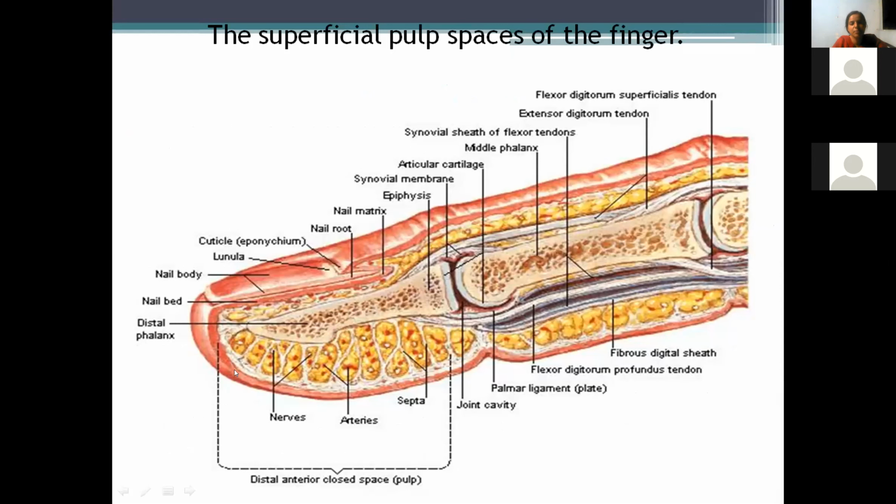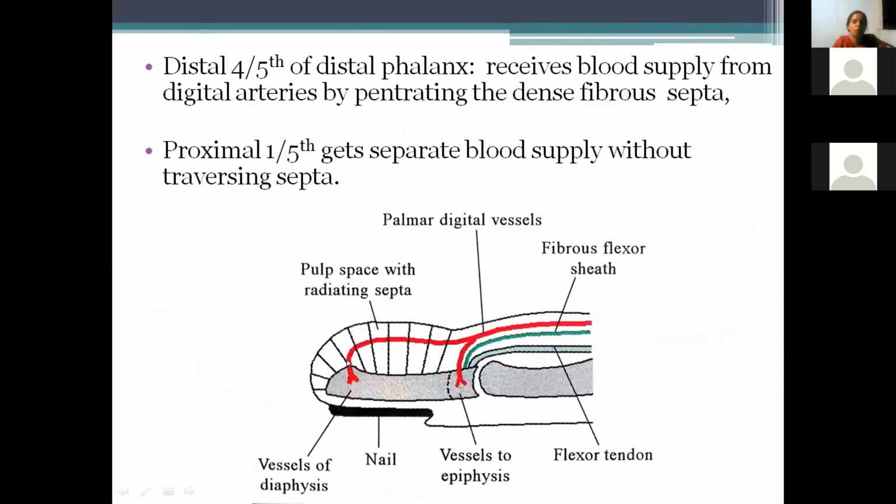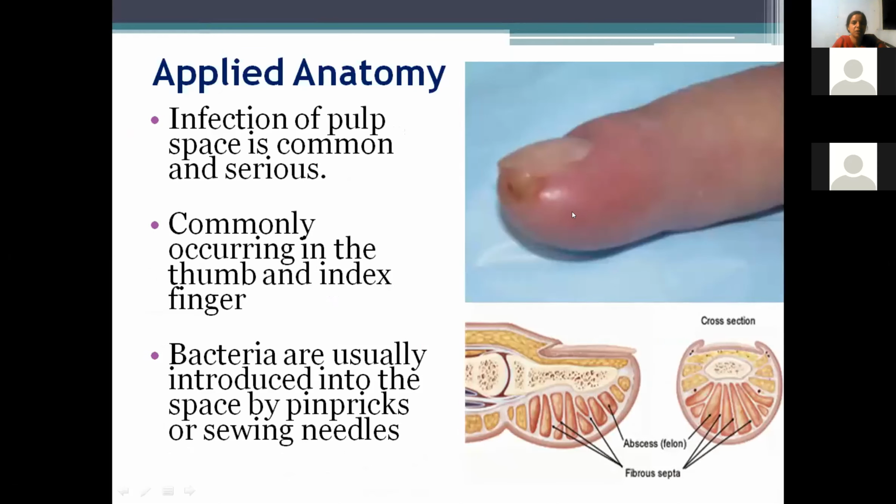This is Netter's atlas picture. This is our skin. This is the bone. In between we have the fibrous septae and a lot of fat in between. No free space to expand. That is the reason. If there is any infection, you call that condition Whitlow. Infection of the pulp space is very common and of course very painful.